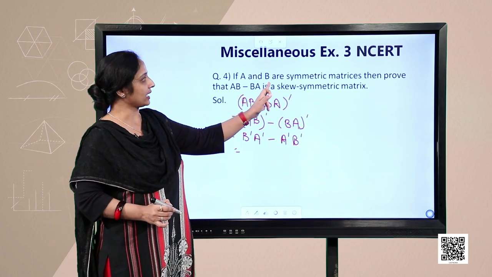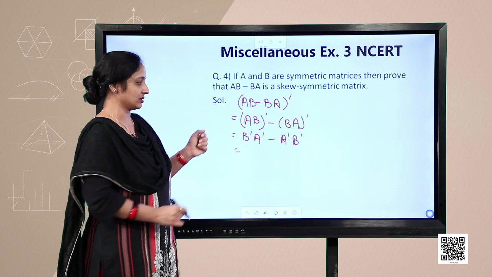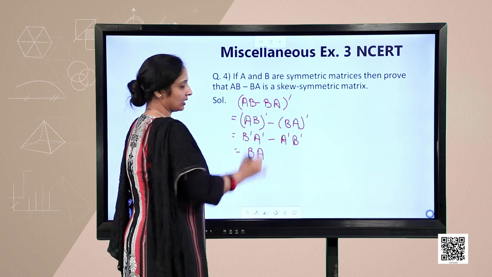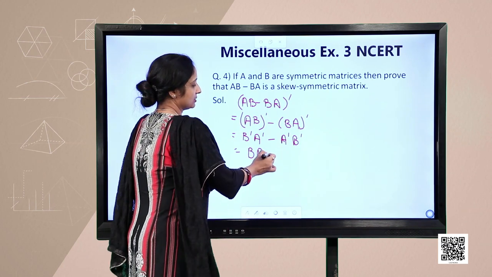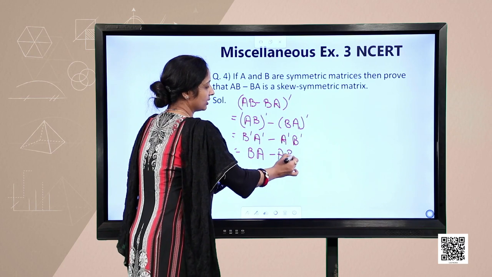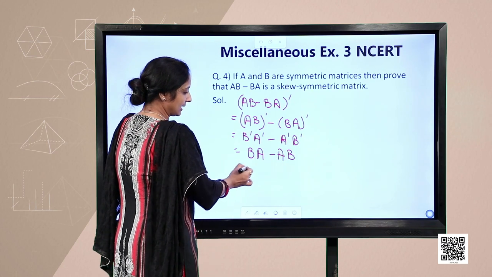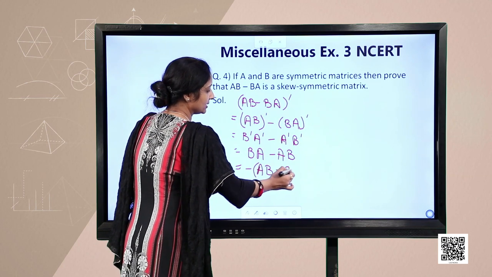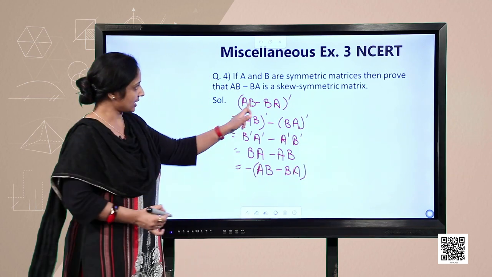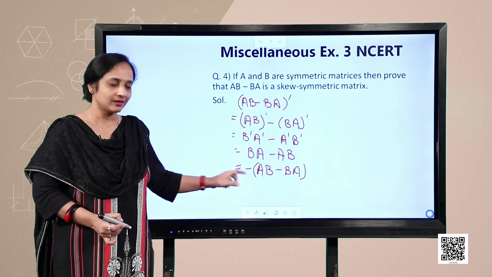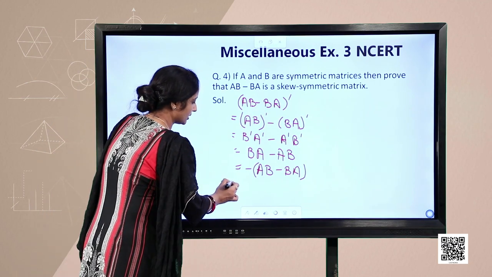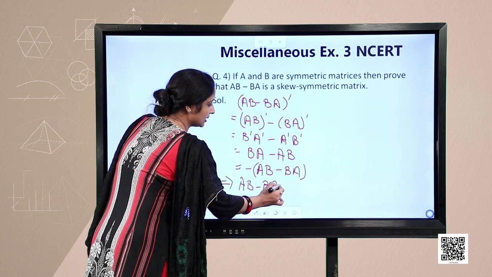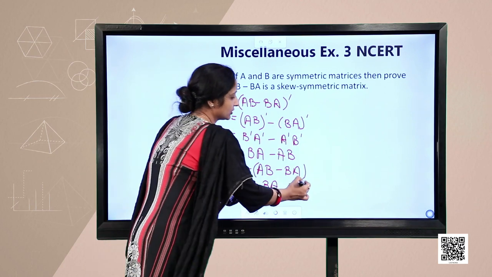Now you are given that A and B both are symmetric matrices. That means B transpose is equal to B and A transpose is equal to A. Similarly, this term will also become AB. Take negative common, it becomes AB minus BA. That means it is the negative of the original matrix AB minus BA. So you can conclude here that AB minus BA is a skew symmetric matrix.